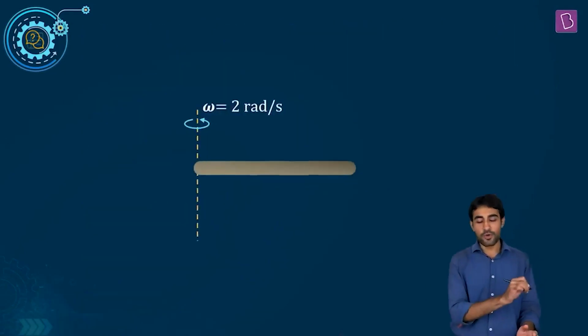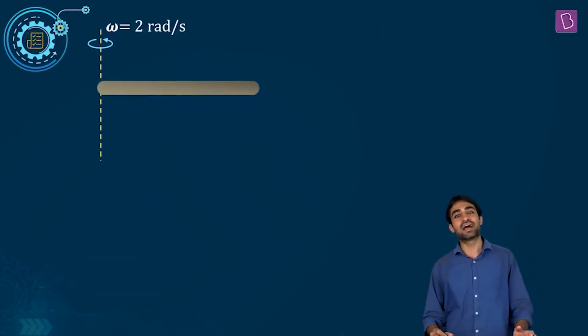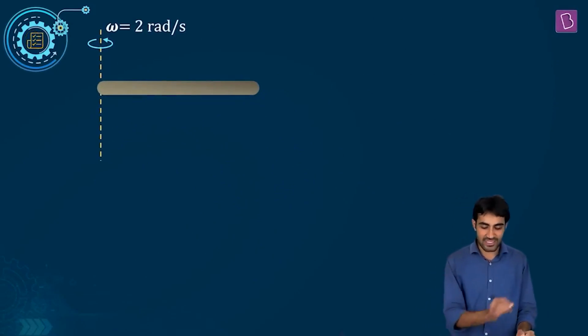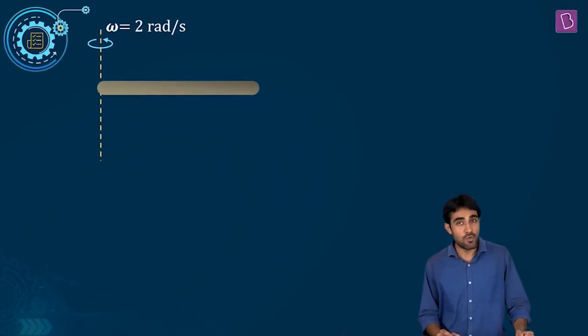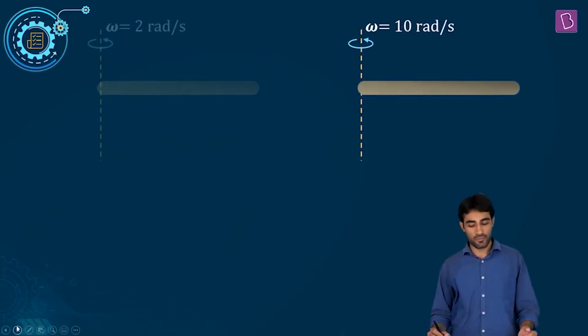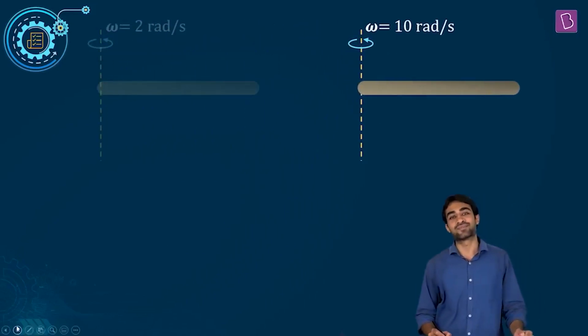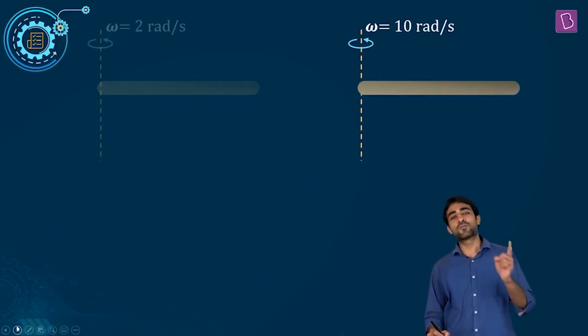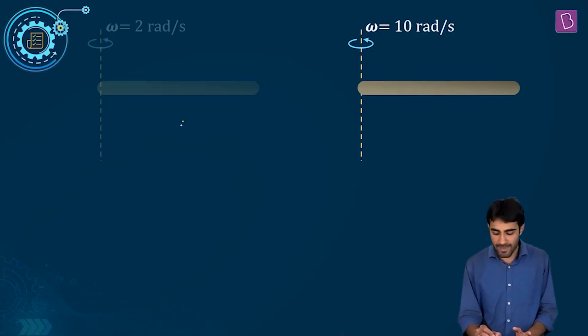So how are we going to solve this question? Let's see the initial and final cases. This is the initial case. The angular speed was 2 radian per second. And the final case is the angular velocity is 10 radian per second. So we have these two cases. Now, what is the formula of angular impulse? What is the formula of angular impulse?